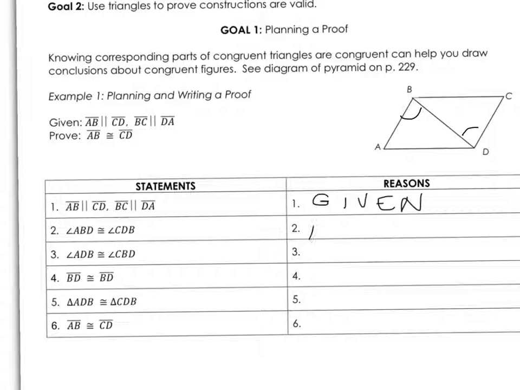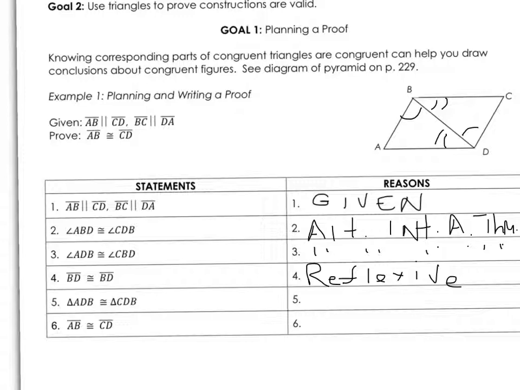Well, if you said because of the alternate interior angles theorem, you'd be right. And they also say that angle ADB, that's this one, and angle CBD, that's this one, are also congruent, and that's the same reason, alternate interior angles theorem. All right, now, the next step 4, they say BD is congruent to BD. Well, that's easy. That's the reflexive property.